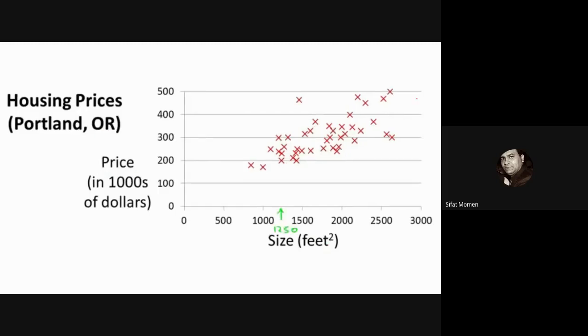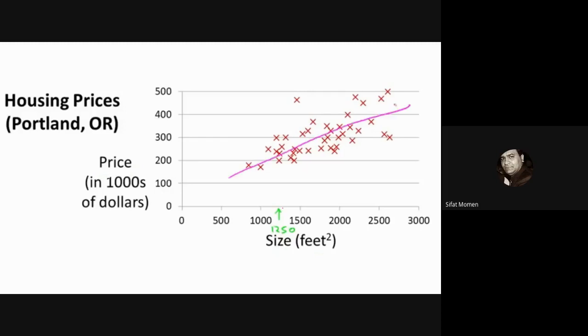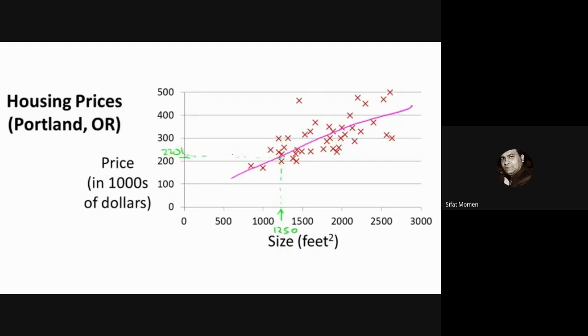Let's say now I'm interested in a house with a size of 1250 square feet. I would like to know what would be the corresponding price that I could expect this house to be. So what I need to do is come up with this best fit line. Then I can plug in x as 1250 and find out the predicted value of y, which is something like $220,000.